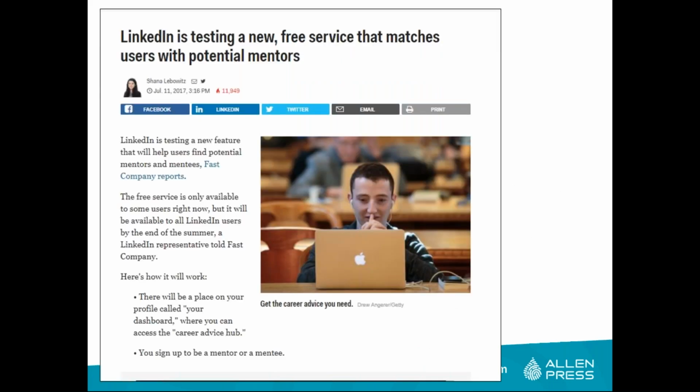I want to present to you what I think is an interesting opportunity that you might want to explore a little bit. LinkedIn has developed a new service that they're offering to folks who utilize LinkedIn of connecting mentors and mentees. The bottom line on this is that on your dashboard at LinkedIn, you can go to the Career Advice Hub and you can sign up to be a mentor or mentee. You fill out a profile and LinkedIn will help connect you to that opportunity.